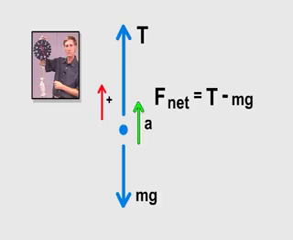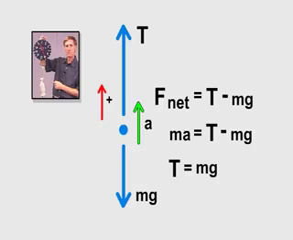The net force, by Newton's second law, is the mass of the object times its acceleration. This is equal to the tension force minus the weight. Solving this for the tension force, we get T equals mg plus ma. So we find that the reading of the spring scale, which is the tension force, in this case, is equal to the true weight of the object plus the mass of the object times its acceleration.